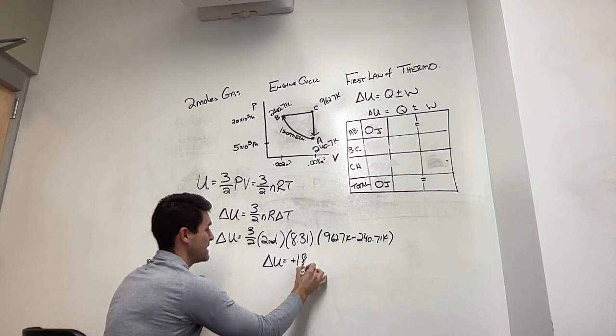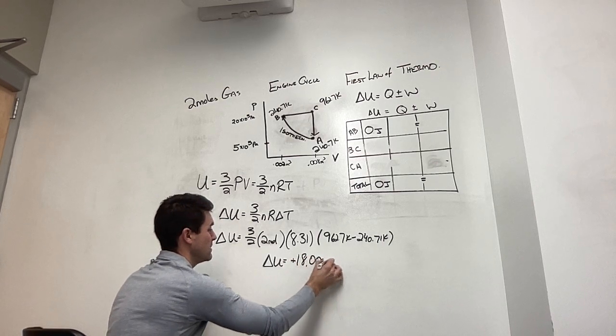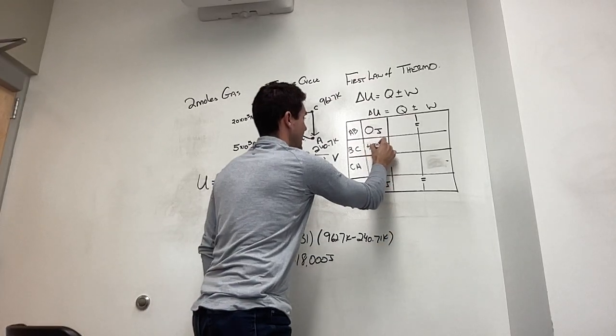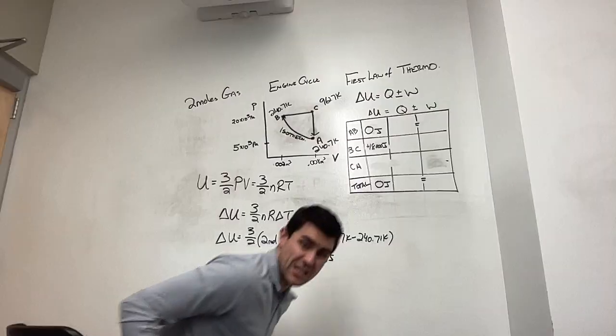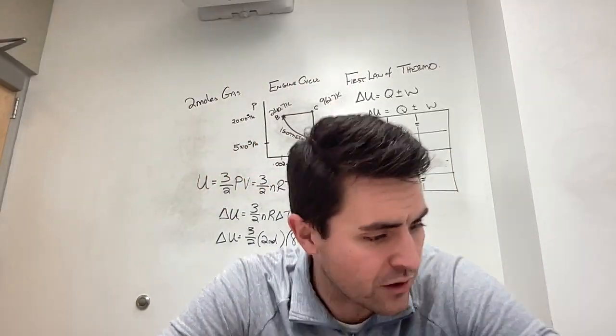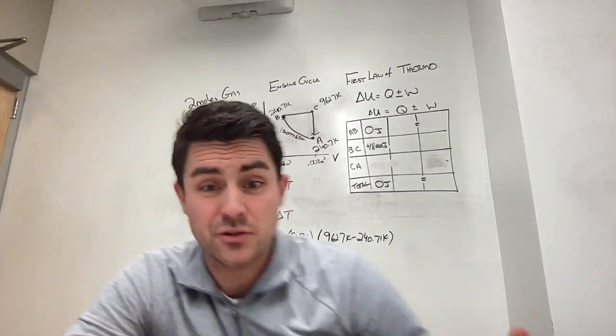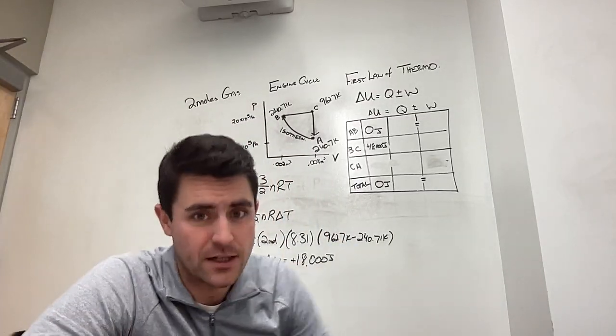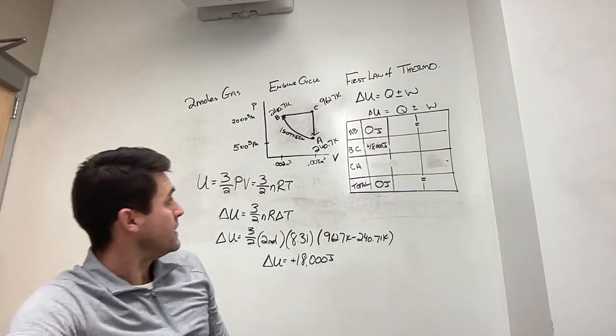positive 18,000 joules. Okay? Let's go ahead and pop that in. Positive 18,000 joules. That's the change in internal energy. Okay? So I have that there. And I got that by using my ideal gas law and my internal energy. Boom, that's there from the process of B to C.